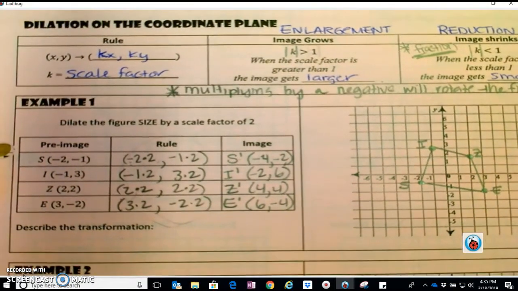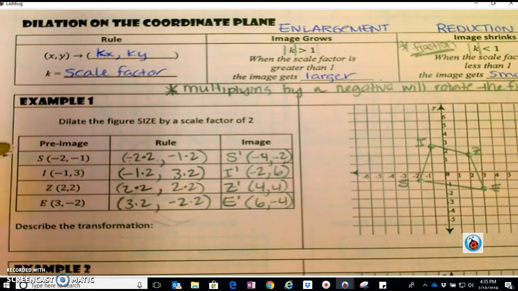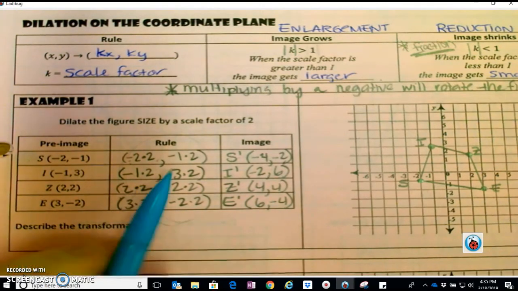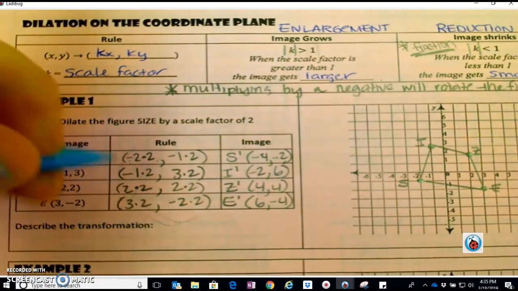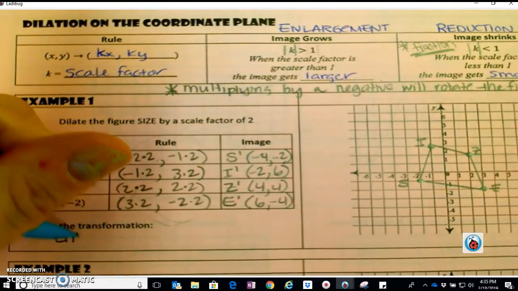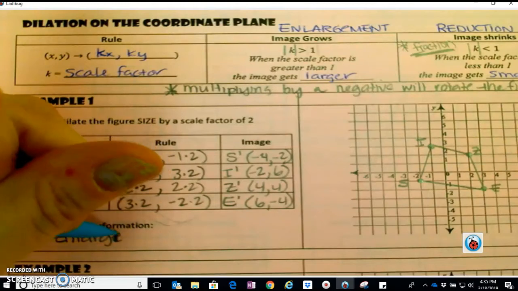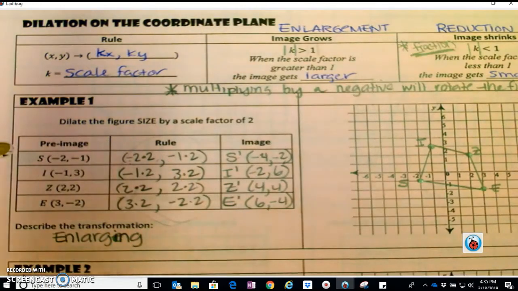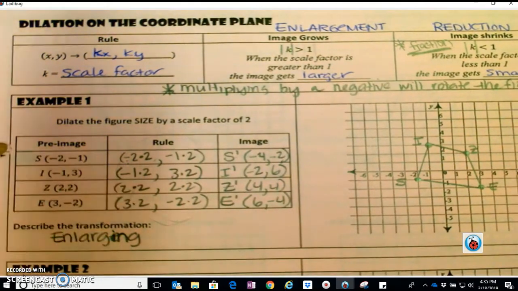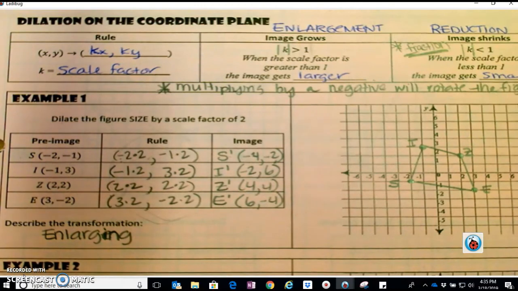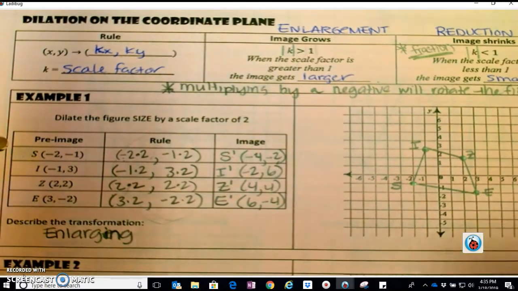All right, so we're going to describe what happens. Well, hopefully you can make a little bit of a prediction right now. Since I multiplied by 2, I'm enlarging my shape. I'm bad at spelling. I think it's just enlarge. Is there an E in there? This is why I teach math. Okay, enlarging. All right. So you're making an enlargement, you're enlarging it, it's getting bigger, something along those lines, right?